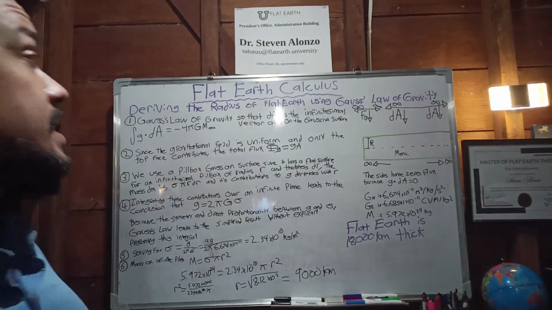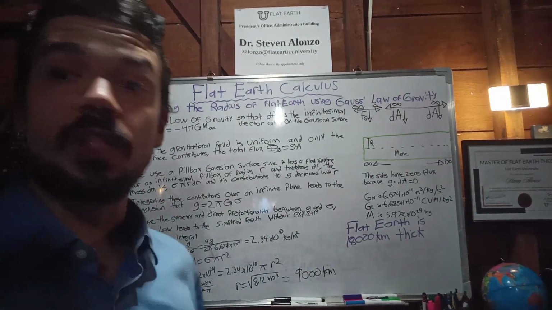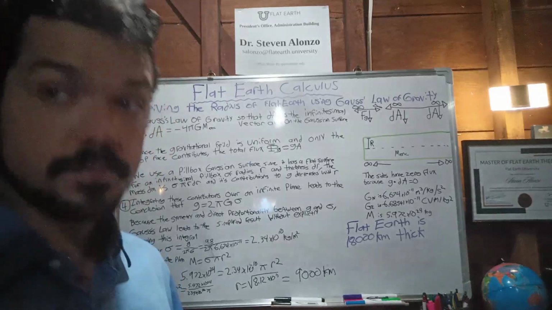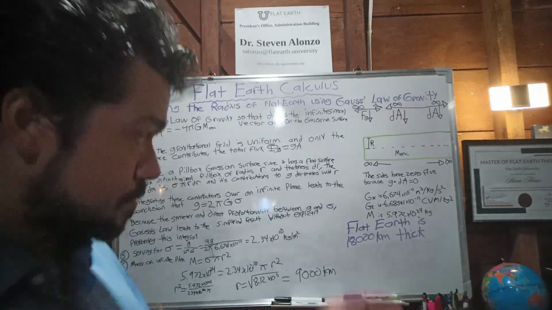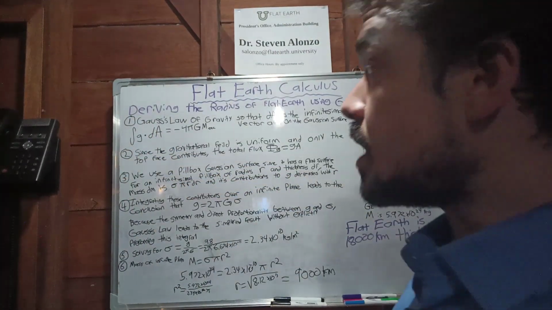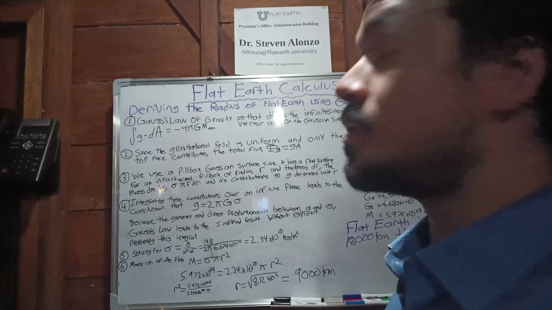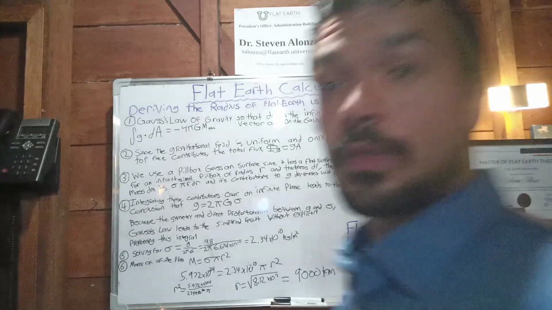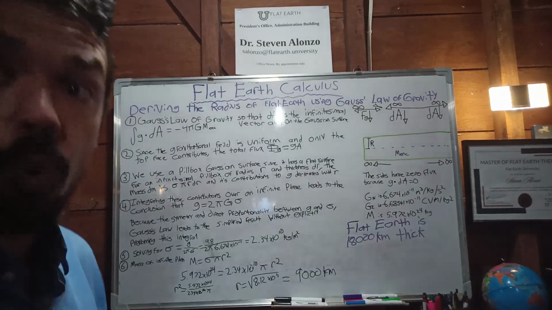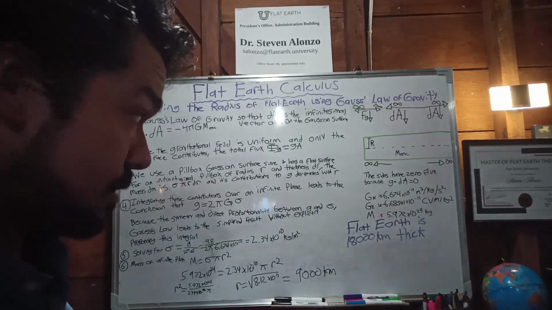Gauss's law states that the gravitational flux over a closed surface is proportional to the enclosed mass. Now, mathematically, it's expressed as an integral. Now, this is really good for us because we're dealing with an infinite plane. That's one of the reasons why we use calculus. It allows us to solve quantities and deal with infinities.